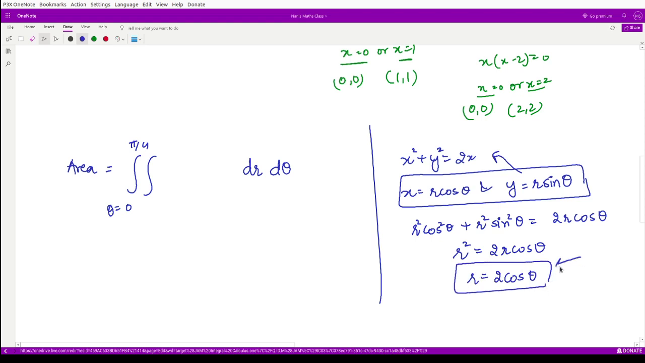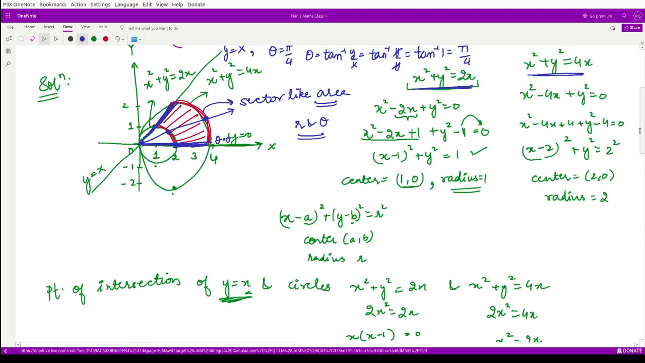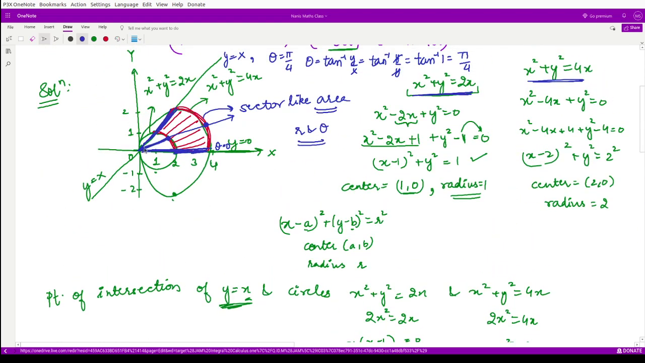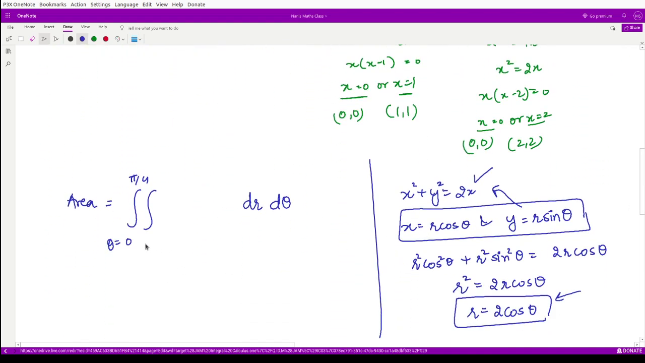So this is the value of r which is obtained for this circle. So that means when this arc reaches this point on this first circle, the value of r is equal to 2 cos theta. So your lower limit here is 2 cos theta.